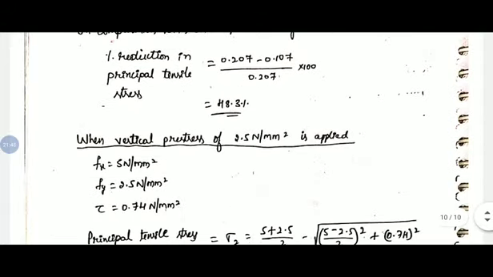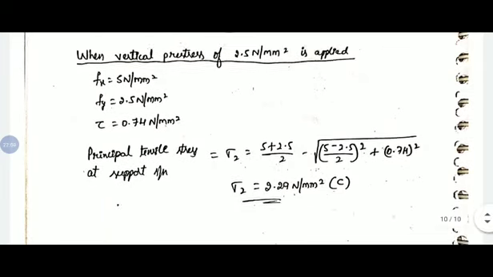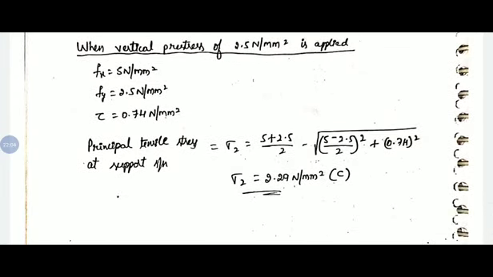If we again add 2.5 Newton per mm square of vertical pre-stress, here Fx we have calculated as 5 Newton per mm square and Fy we are adding here as 2.5 Newton per mm square additional. Tau is the same. So in that case 2.29 Newton per mm square compressive stresses are going to develop in the member. Here there are no tensile stresses; it is compressive stress only, 2.29 Newton per mm square.